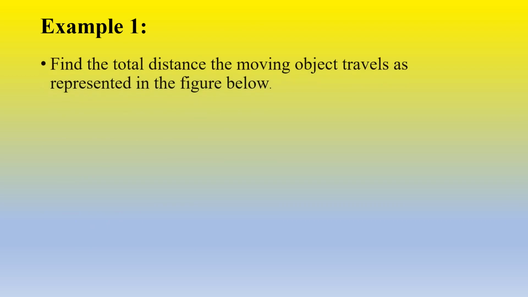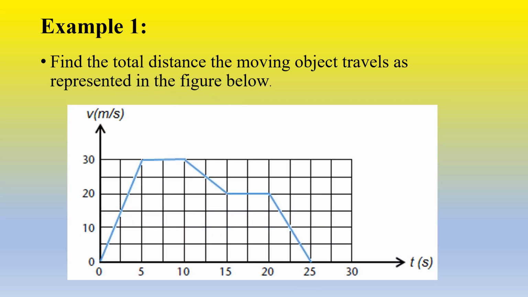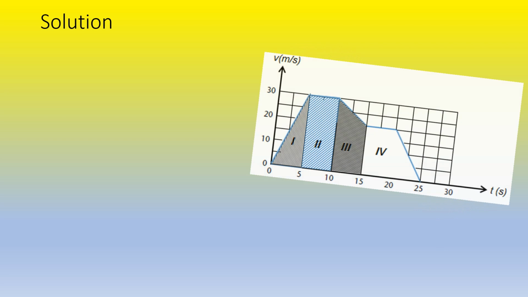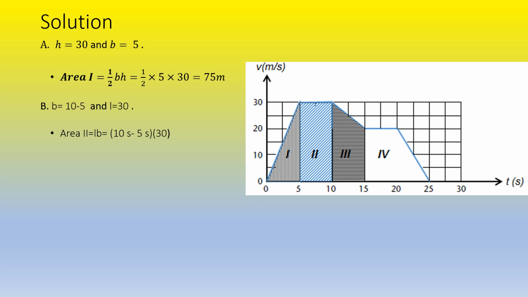Example 1. Find the total distance the moving object travels as represented in the figure below. Solution. A. Height equals 30 and base equals 5. Area 1 equals 1/2 times base times height, that is, 1/2 times 5 times 30 equals 75 meters. B. Breadth equals 10 minus 5 and length equals 30. Area 2 equals L times B equals (10 s minus 5 s) times 30 equals 150 meters.